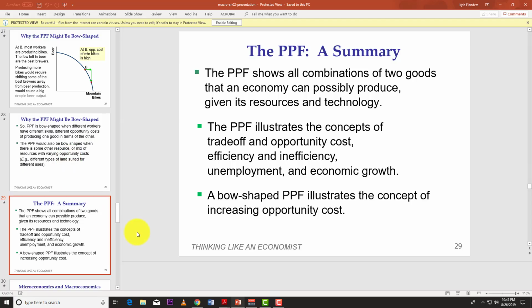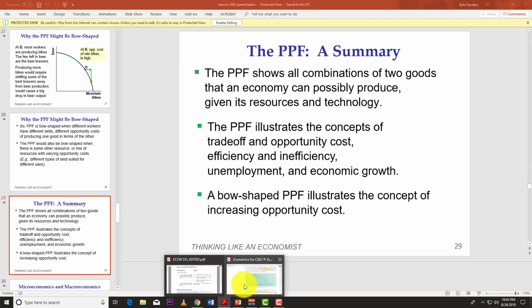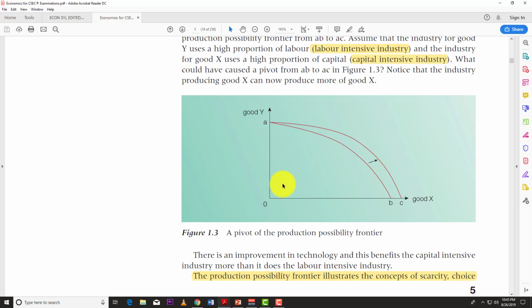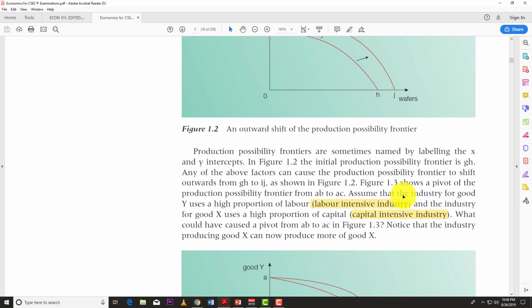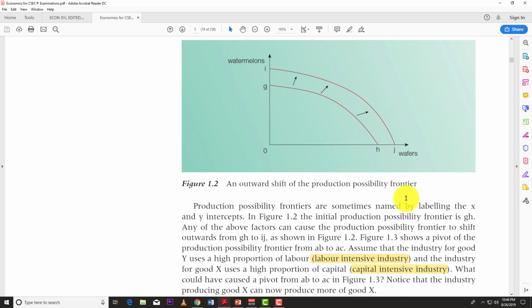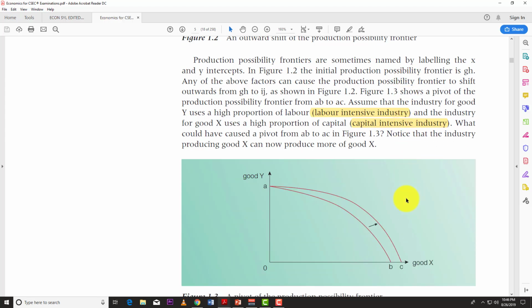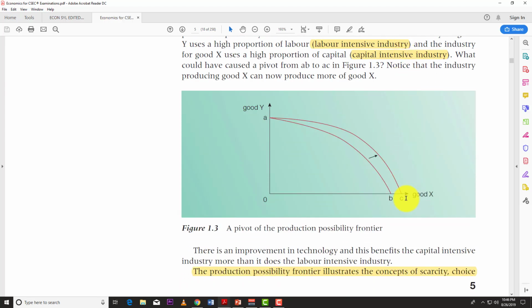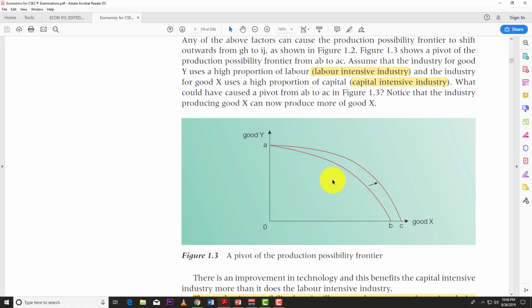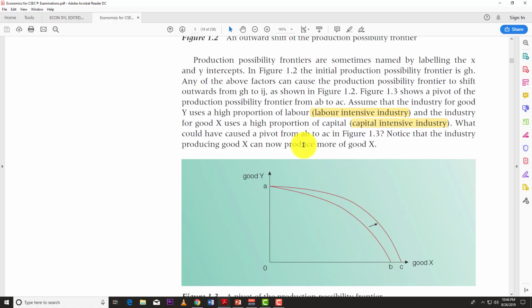Okay, one more thing we look at before we move on. This right here is what I call a pivot in the production possibility frontier. A pivot, meaning it didn't fully shift. We looked at the shift up here, the whole thing moving. But down here now, we're looking at what you call a pivot. Why does it pivot? Let's read and see what they say about the pivot here.